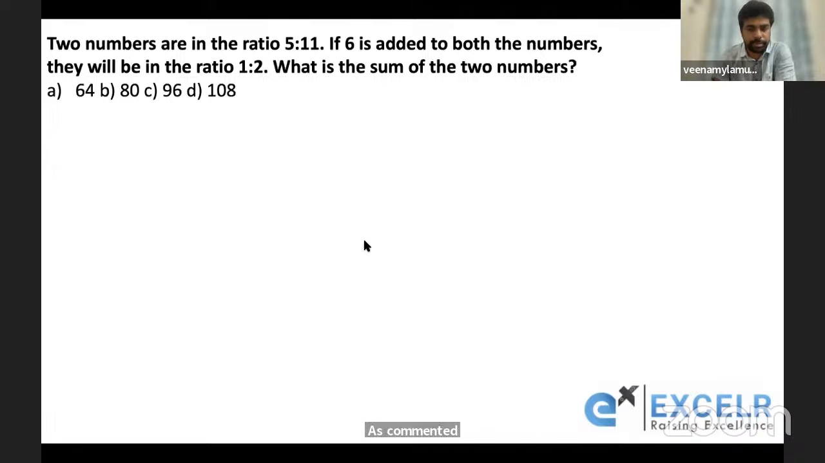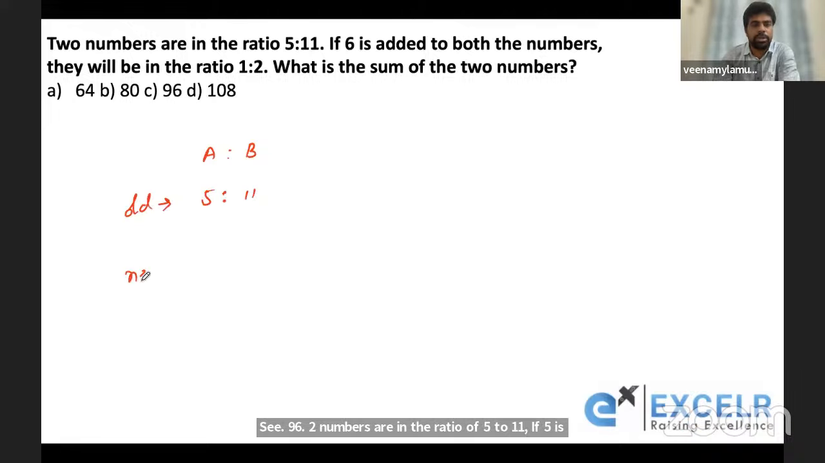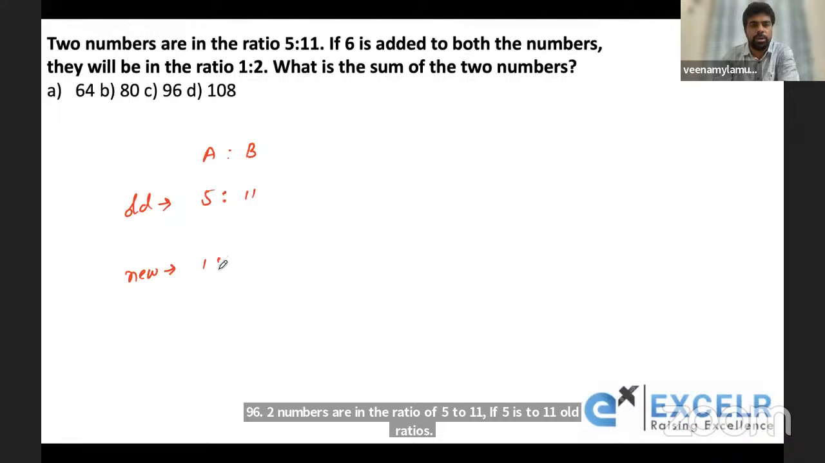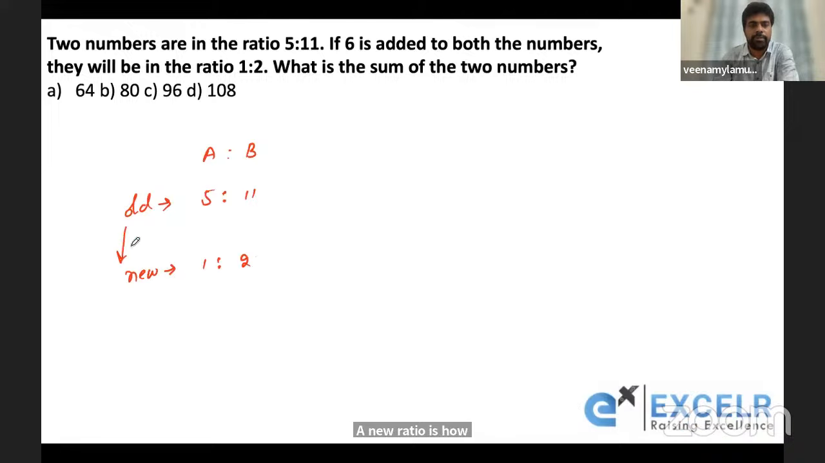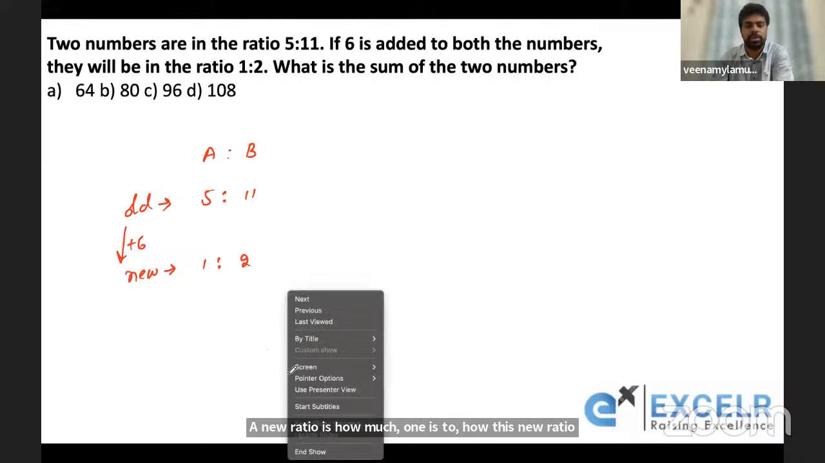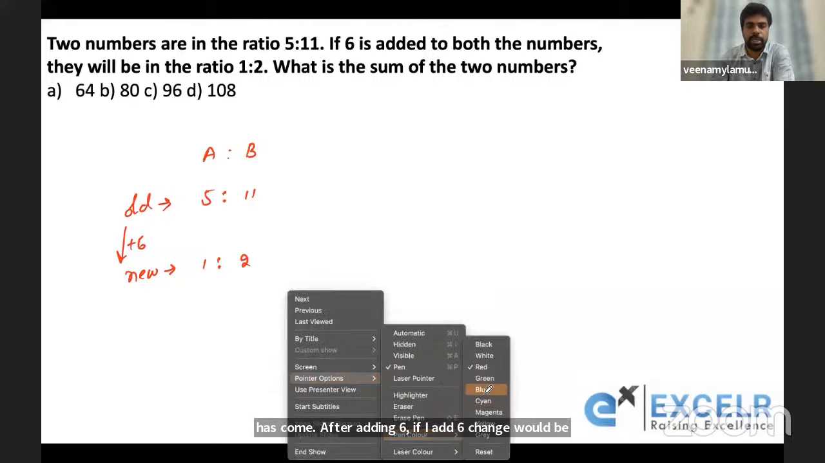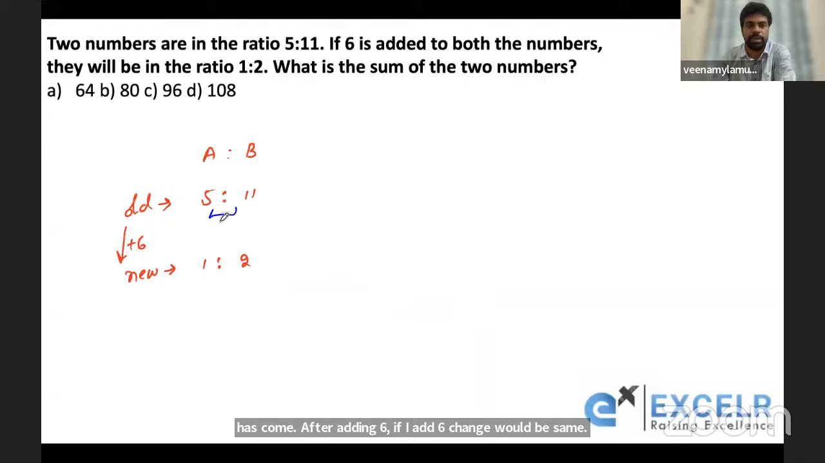See, 96. Two numbers are in the ratio 5:11. A and B is 5:11, the old ratio. And the new ratio is 1:2. How has this new ratio come? After adding 6. If I add 6, the change should be the same, but here the change is not the same. So here the difference is 6 parts, here the difference is 1 part. So multiply the first ratio with 1 and the second ratio with 6.